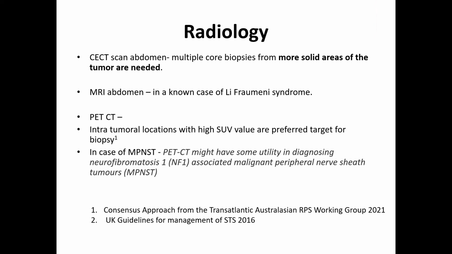Another indication, which is actually the first and foremost, is a patient with neurofibromatosis and malignant peripheral nerve sheath tumor. PET-CT differentiates between the malignant and benign parts, because at times it is very difficult to differentiate between benign neurofibromas and MPNST. I'll show this in my next slides.